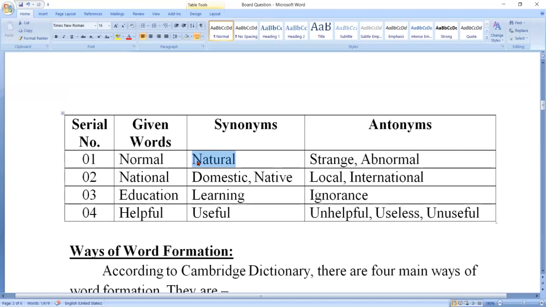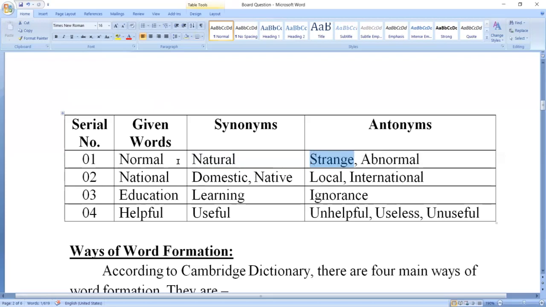Now if you are asked to choose an antonym of normal, then either you can choose a new word like strange. It is completely new. Okay, normal, and you have used strange. This is the antonym of the word normal.